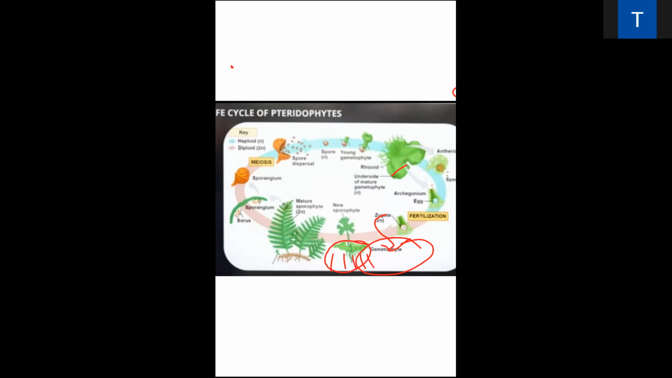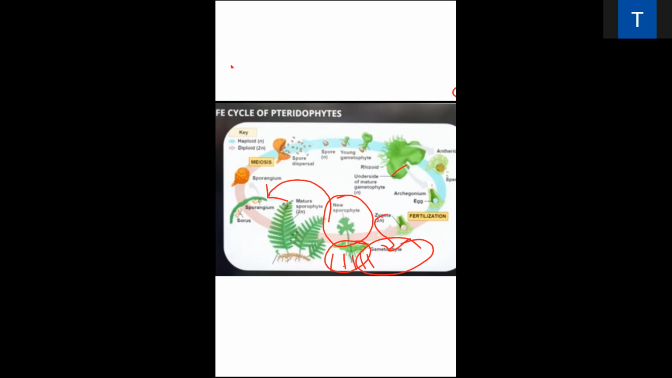When the gametophyte dies, a new sporophyte develops and leaves develop. Finally, the leaf will form and after that spores. And the life cycle will continue again. Is it clear, everybody?